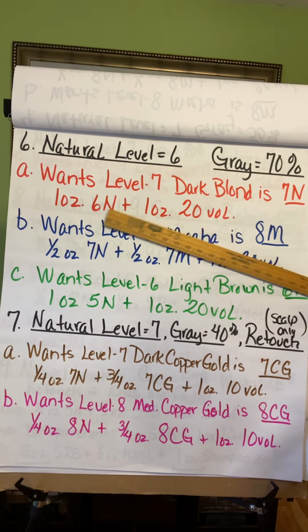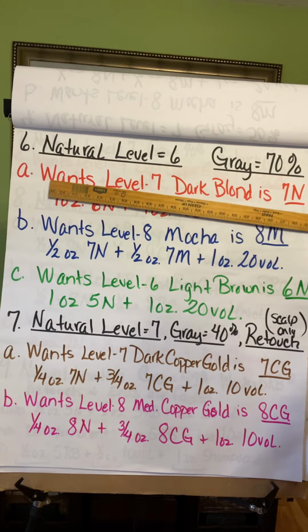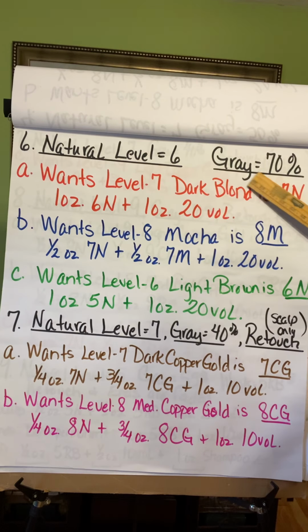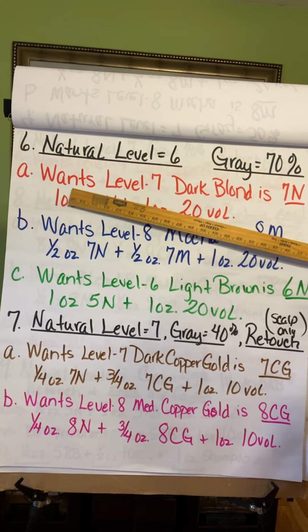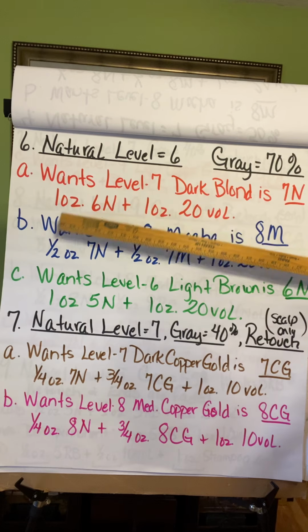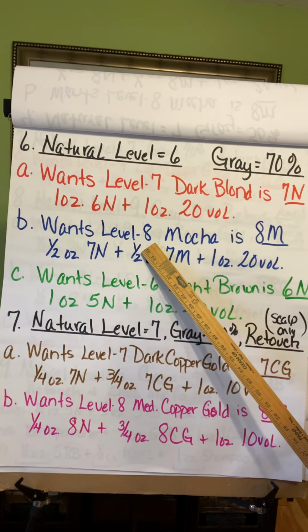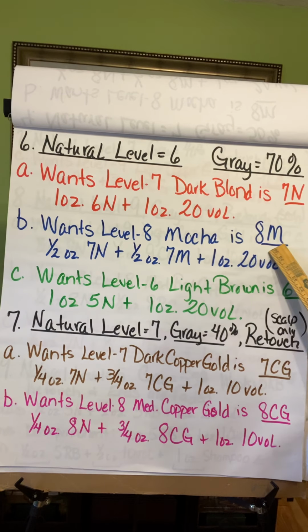It's formulated a whole level darker. She wants to be a level 7. We're formulating her to level 6. And because she has so much gray, whenever we put it on there, it's going to look like it's a level 7. Okay? All right, 6B, she wants to be a level 8 mocha, which is written as 8M.